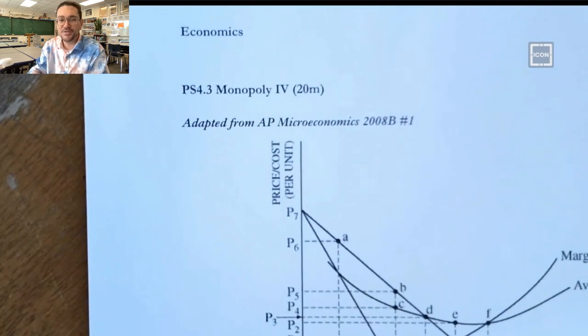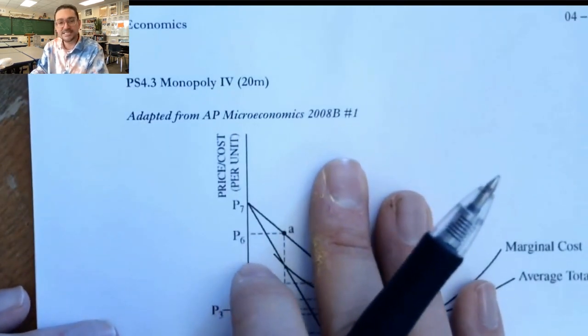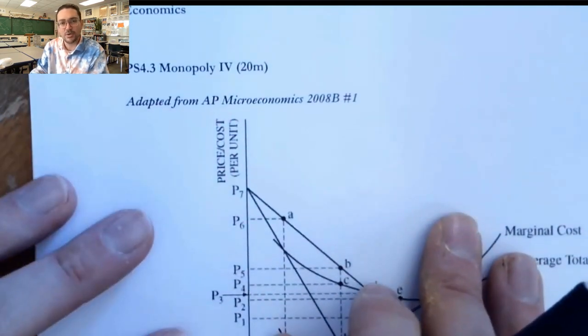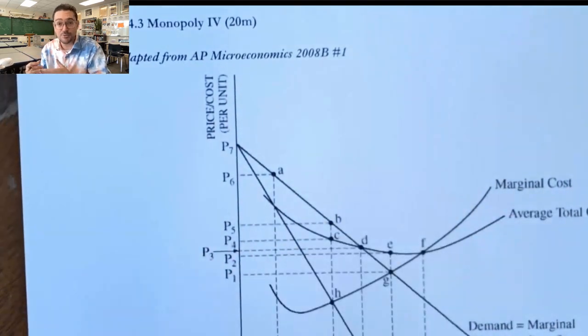Hi there. So in this video, we're going to do our last Monopoly practice problem, and it's the rest of the AP exam problem that we looked at once already, where we determined profit maximizing quantity and price, and then we determined revenue maximizing quantity and price. So this is the same question that students saw about 15 years ago.